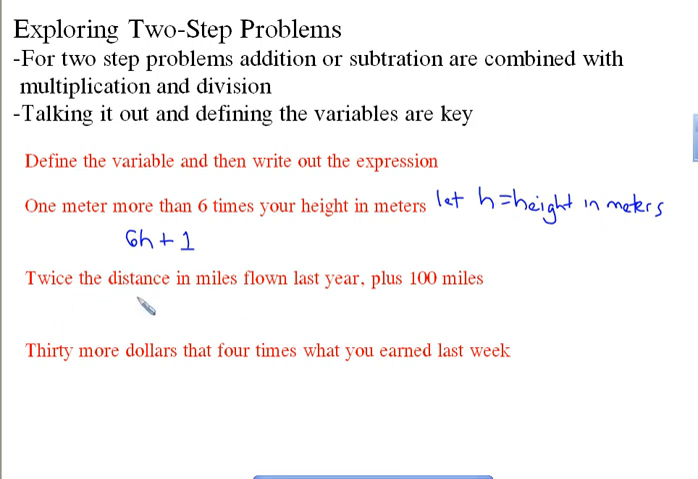Another one here, twice the distance in miles flown last year plus 100 miles. And again, the distance flown in miles, it does not matter what you choose as a letter, just if it makes sense, but I'm going to choose D. Let D equal your distance in miles flown last year.